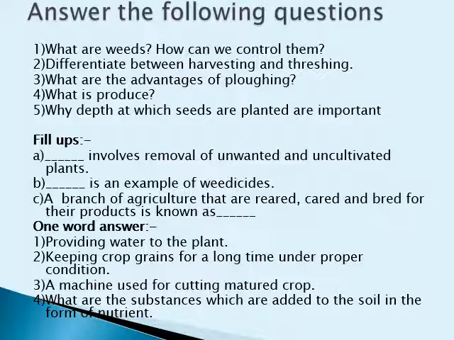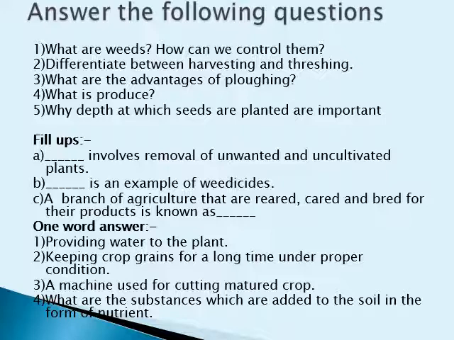Second question says, differentiate between harvesting and threshing. Now harvesting is a process of cutting and gathering of a matured crop. Threshing is a process of separating grains from the harvested crops. Harvesting can be done by sickle or with a machine called combine or harvester. Threshing can be done by using a machine called thresher.